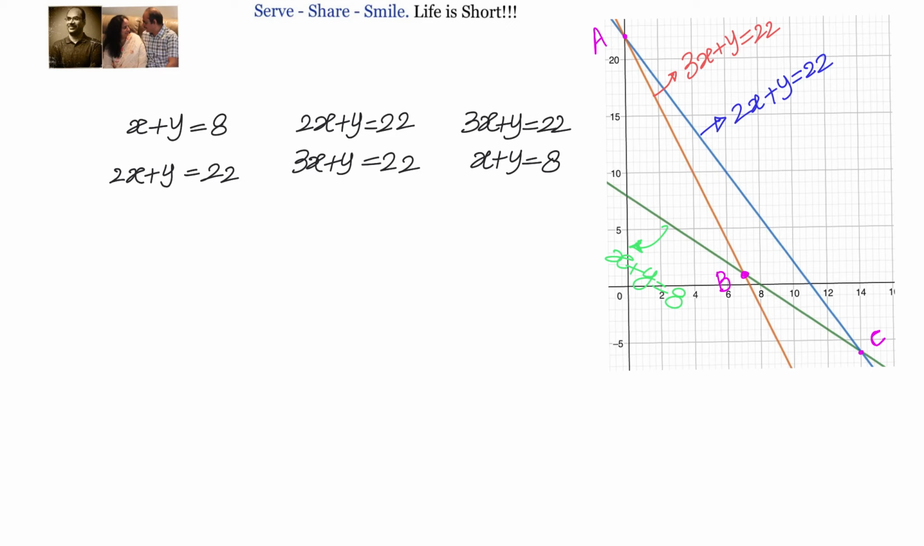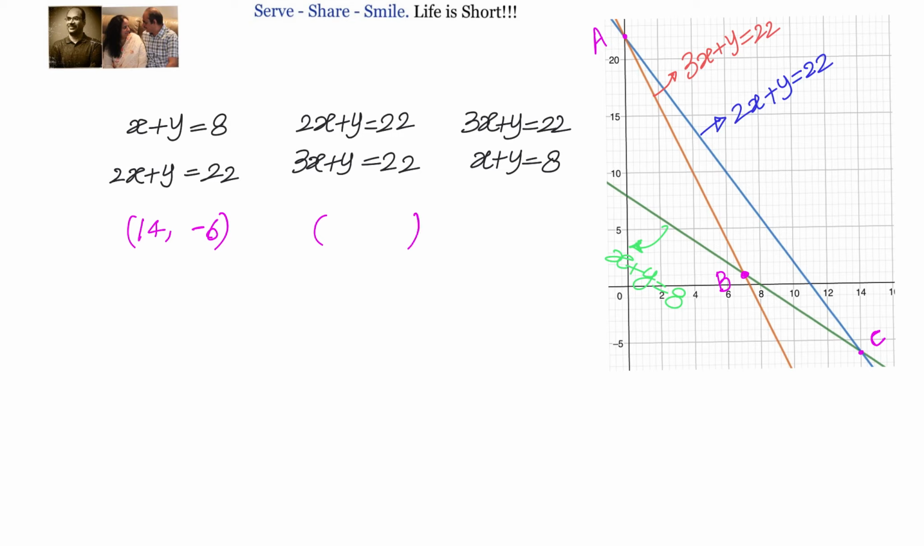x plus y equals to 8 and 2x plus y equals to 22. Now you subtract them, you will see that x equals to 14. So the point is 14 comma minus 6. Let's go to the next one.